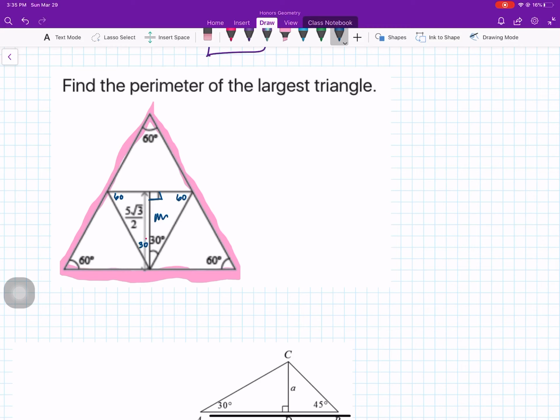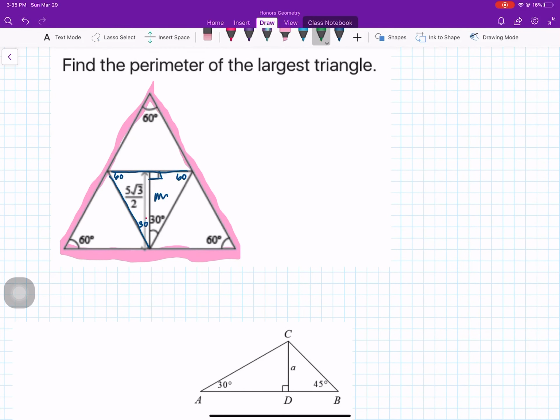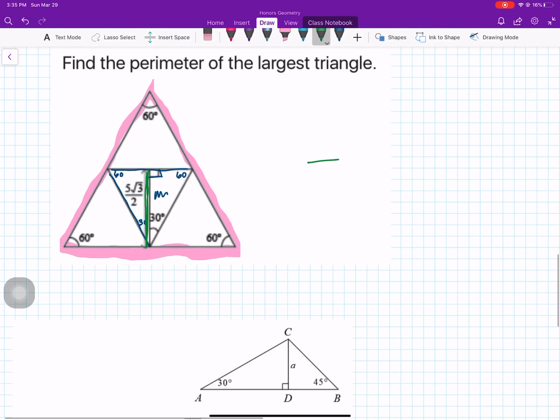So if I can find this side or this side, I would actually have all of the measurements that I need. So let's work on that. This is kind of hard to tell, but 5 root 3 over 2 is representing this measurement right here, the altitude of the triangle. And since this is 5 root 3 over 2, that's 30. So this is the long leg of the triangle.